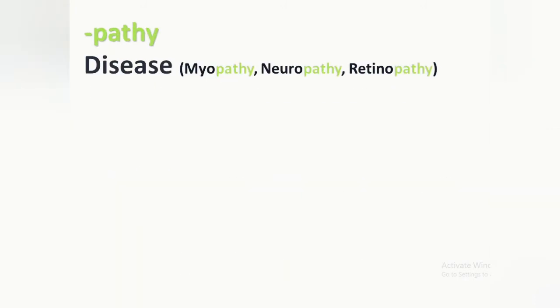Next suffix is pathy, which represents the disease. Example is myopathy. The disease which is related with the muscles is known as myopathy. And another is neuropathy. If there is a destruction or damage of any nerves and the disease related with the neuron is known as neuropathy. Next is retinopathy. The disease which is related with eye or retina is known as retinopathy.